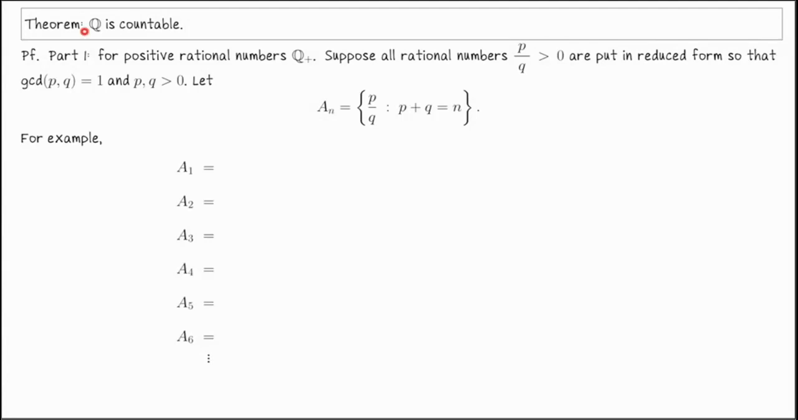Our next result is that the set of rational numbers is countable. In other words, the set of all numbers which can be written as a ratio of an integer over an integer is a countable set.